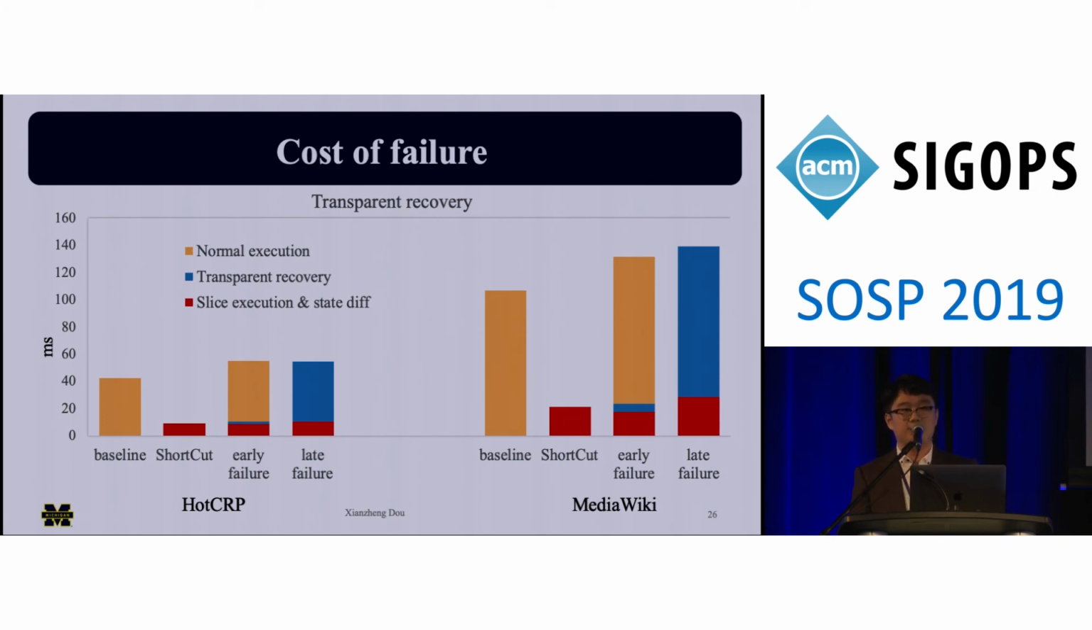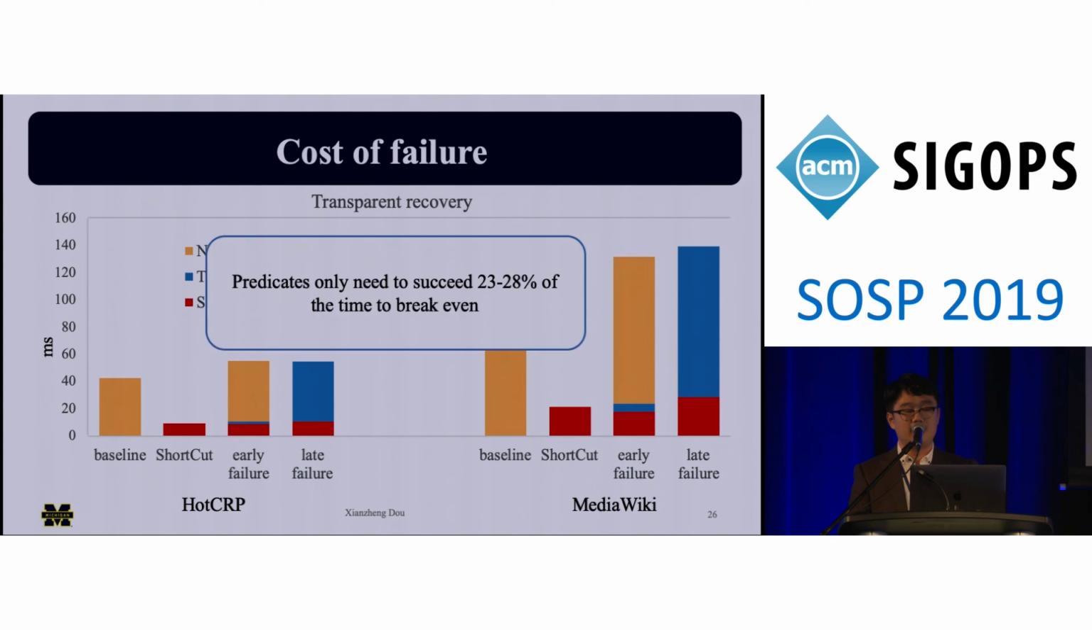Specifically, we consider 2 extreme scenarios. What if the first predicate in the slice fails, and what if the last predicate fails in the slice? That are represented as early failure and late failure in this graph. In both cases, there is some overhead for recovery. But the overhead is pretty small, so if you consider all the executions we have, predicates only need to succeed about a quarter of the time for us to break even.